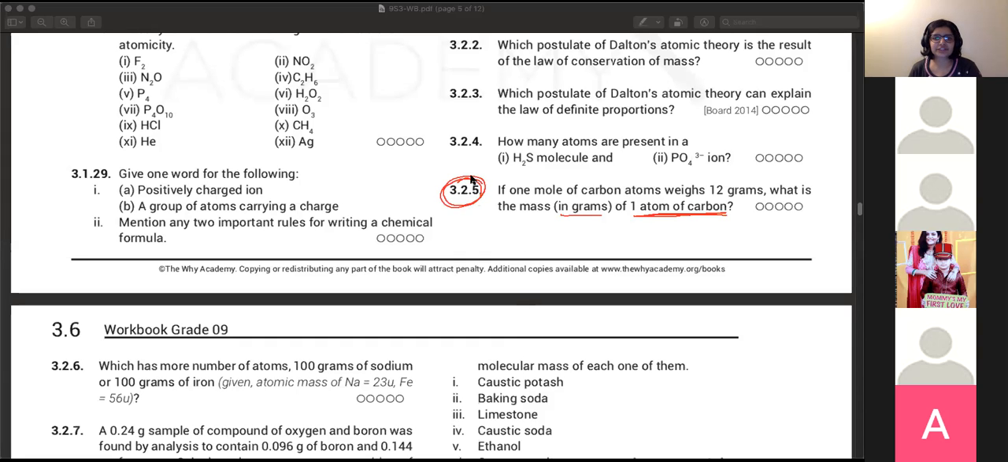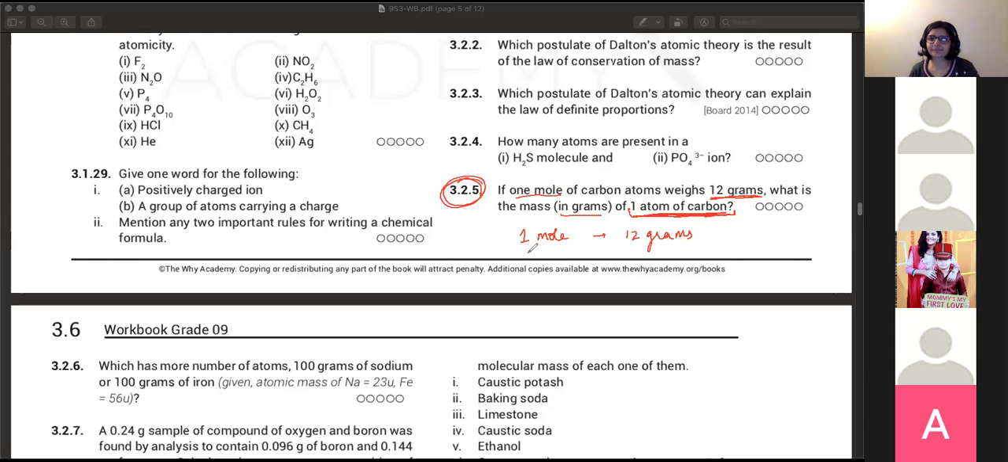Okay, so we'll start off with 3.2.5. So 1 mole of carbon atom weighs 12 grams. Okay, so what information are you given from this? We know how many moles and how much they weigh. Okay, so you're given 1 mole weighs 12 grams. So you need to find the mass of one atom of carbon. So how will you find it? Like how will you relate this with 1 mole?